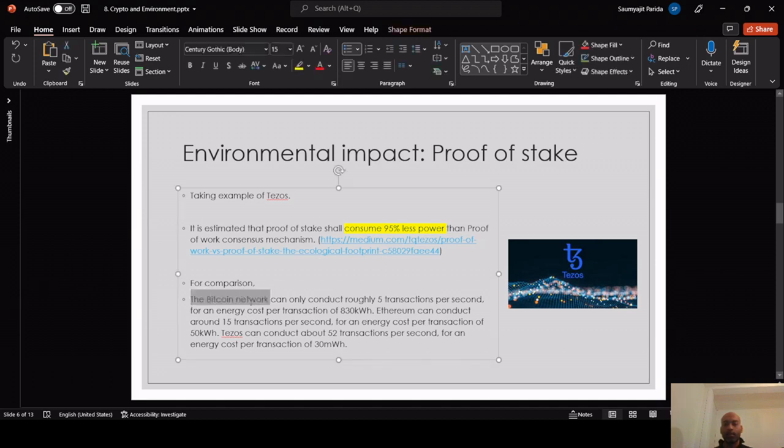To give a comparison, the Bitcoin network can only conduct roughly 5 transactions per second at an energy of 830 kilowatt hours. Ethereum is 15 transactions per second and power consumed is 50 kilowatt hours, while proof of stake uses only 30 milliwatt hours, which is super less. So here we can compare how much power is consumed in proof of stake and why people prefer proof of stake. These two, proof of work and proof of stake, are the most famous consensus algorithms because Bitcoin and Ethereum are famous.